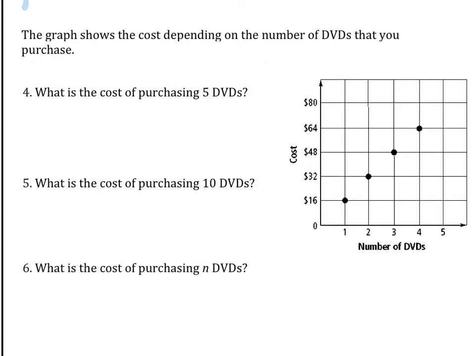Okay. All right, so what is the cost of purchasing 5 DVDs? $80. Good, $80. And then what about buying 10? $160. So then what is it buying n number? 16n. 16n. All right, pretty easy.